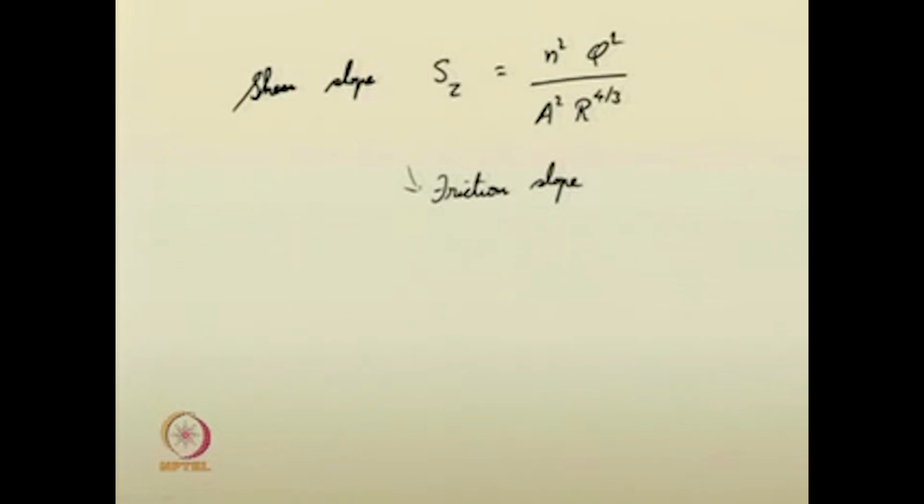Here the shear slope S 2, we will use the same Manning's equation, and you will be computing the following: n squared q squared by A squared R to the power of 4 by 3. This is also called friction slope, so in some of the literature you may see the term friction slope. Therefore, the force due to friction or boundary shear, I can give this as F.